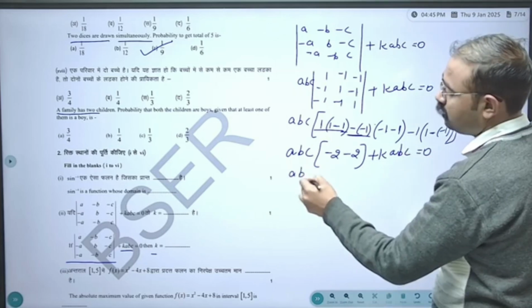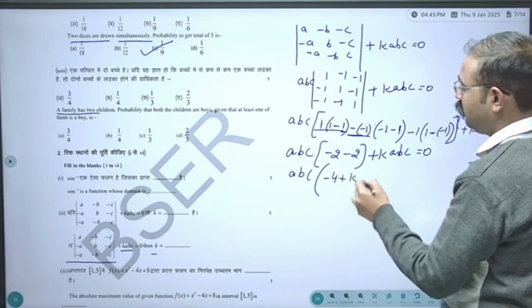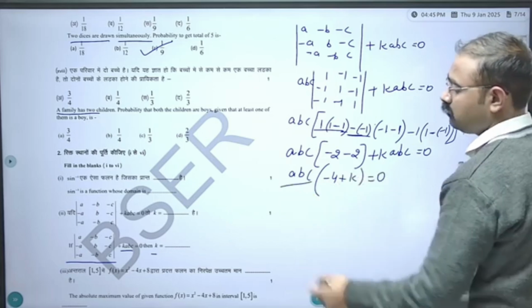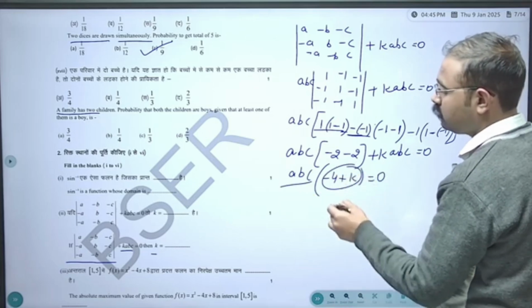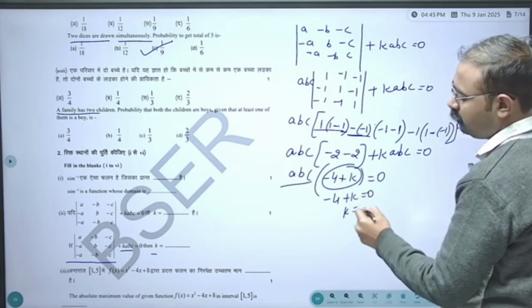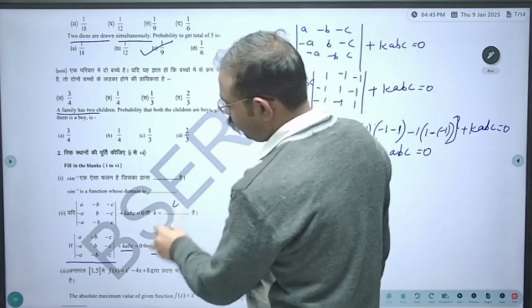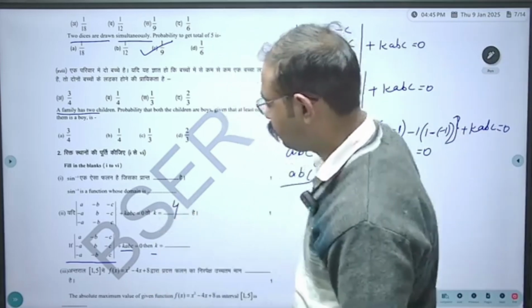Take abc as common. Here we will have -4 plus k is equal to 0, and by putting this equal to 0, -4 plus k is equal to 0, k will be 4. So the value of k is 4.